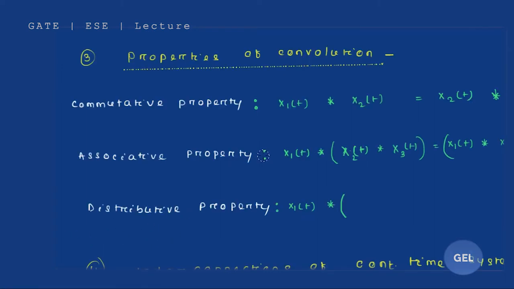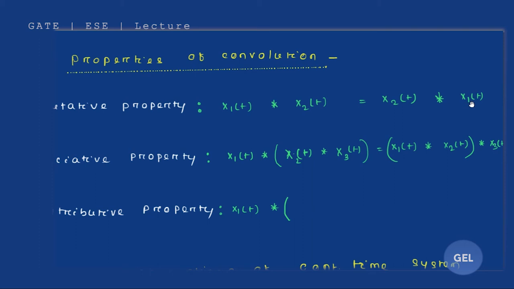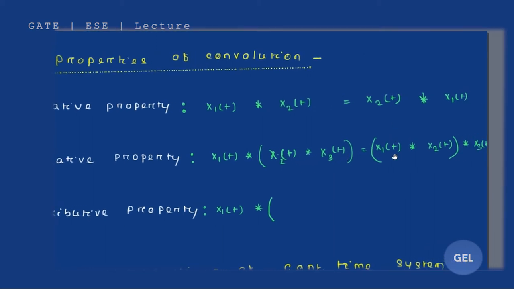Now moving on to the properties of convolution. Yes, convolution does obey the commutative property, which is given as x1 of t convolution x2 of t equals x2 of t convolution x1 of t. It also obeys the associative property, that is, x1 of t convolved with the convolution of x2 of t and x3 of t equals the convolution of x1 and x2, the whole convolved with x3 of t.